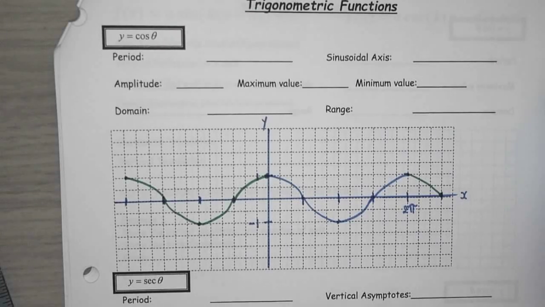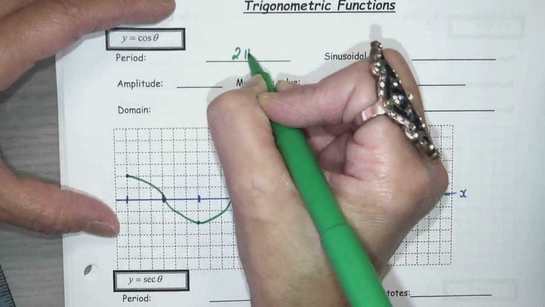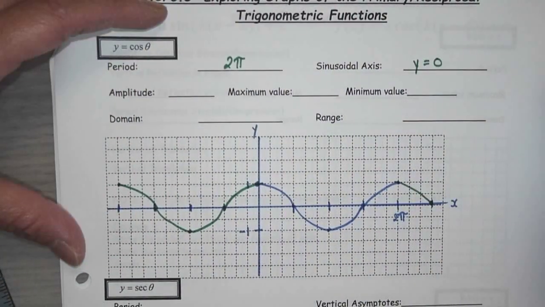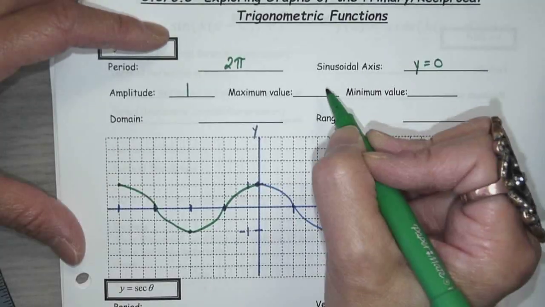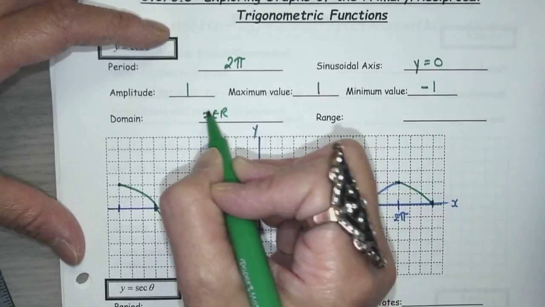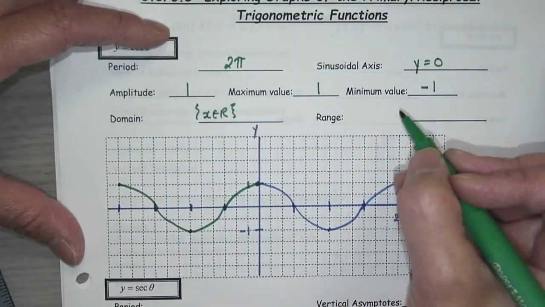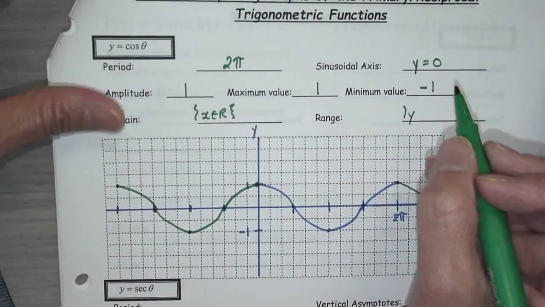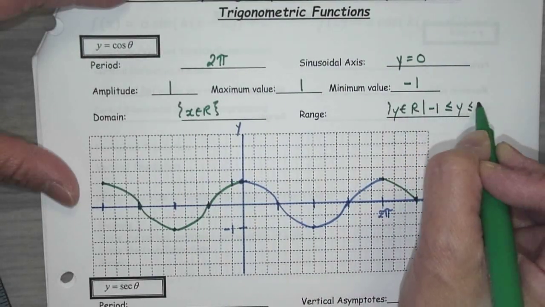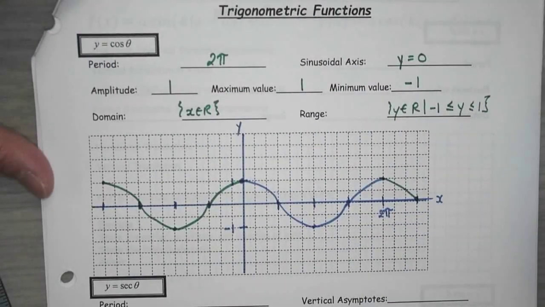The only difference is that we are using the pi symbol. The period is 2 pi. I'll start filling it in because it's the same. The axis is still at y = 0. The amplitude is still 1. Max is 1, min is -1. The domain is anything, so this is all the same as sine. And the range is from -1 to 1.